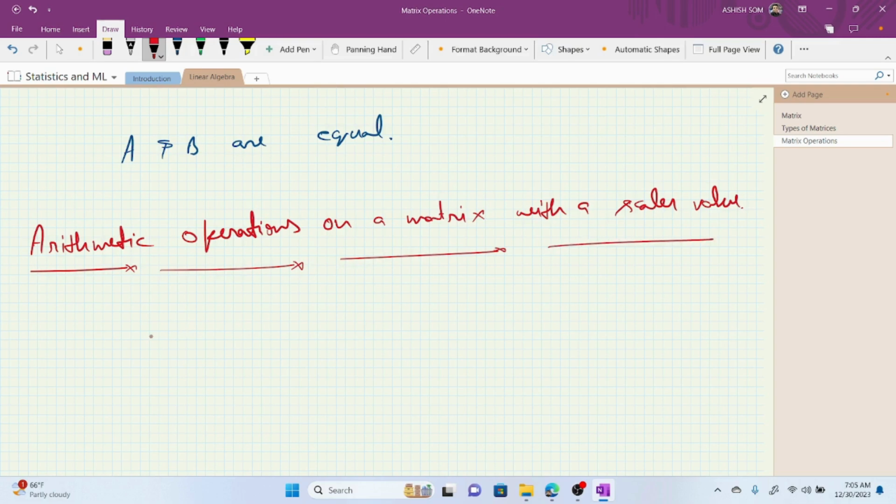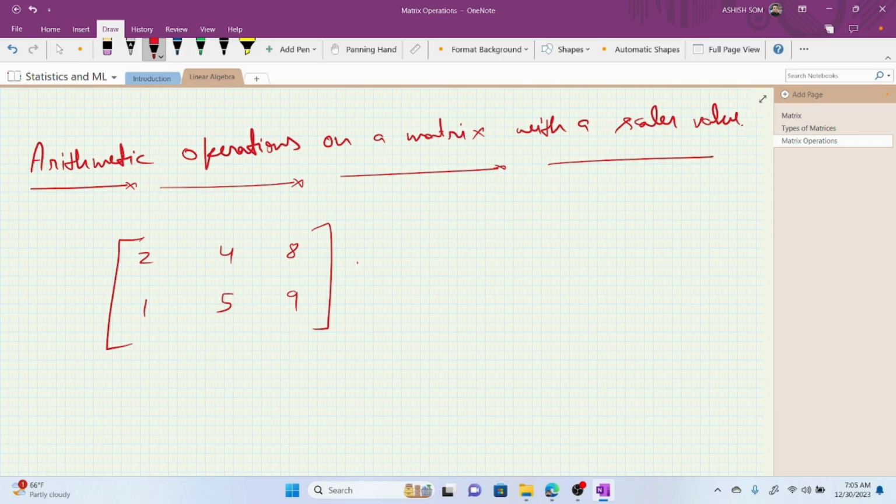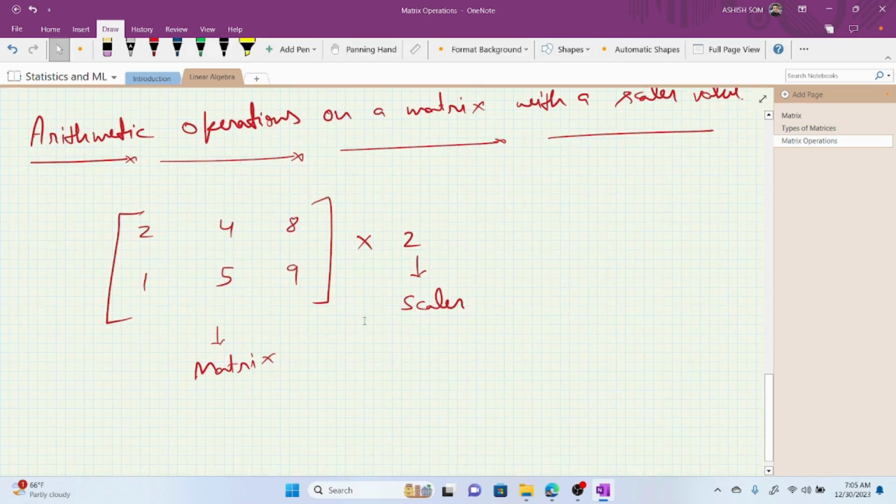Let's say I have a matrix 2, 4, 6, 1, 5, 9. If I want to multiply it with any number, let's say 2, then 2 is nothing but a scalar value, and this is a matrix. Now, in case of a scalar, only multiplication or division is possible. We can multiply a matrix with a scalar value, we can divide a matrix by a scalar value, but we cannot add or subtract a scalar with a matrix.